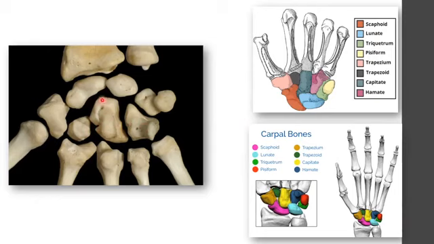As far as the joints are concerned, this will be our radiocarpal joint site, and this will be our CMC joint site, our carpal metacarpal joint site.